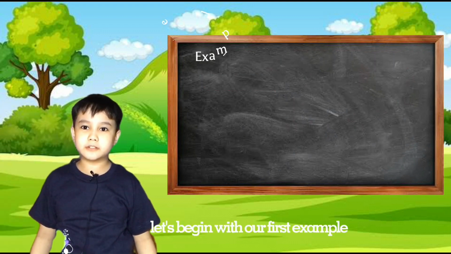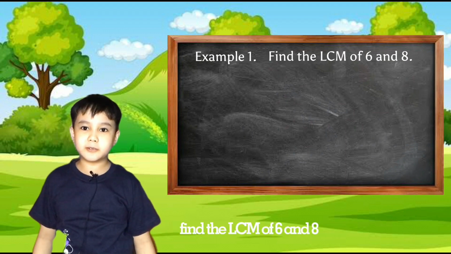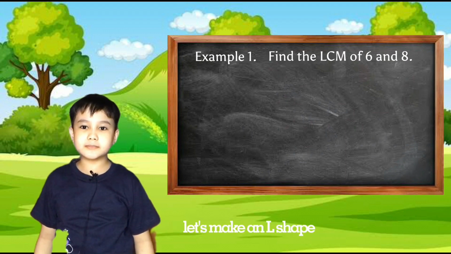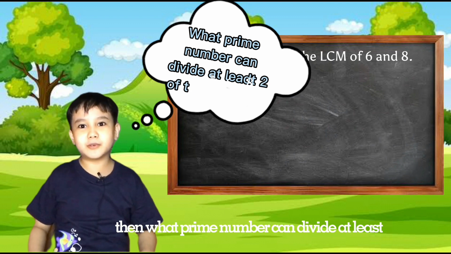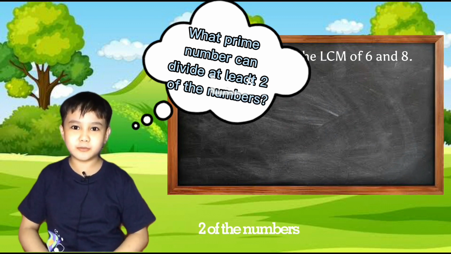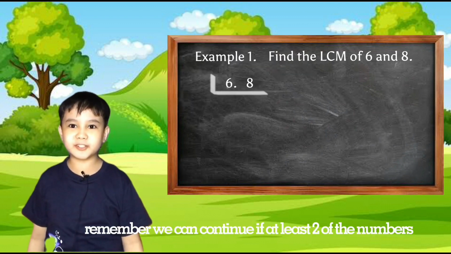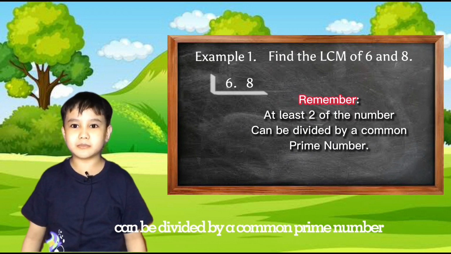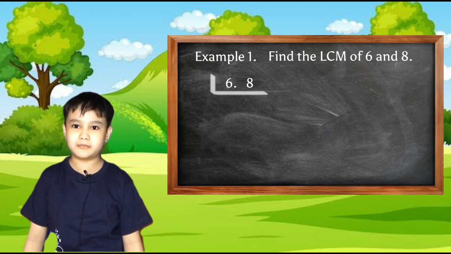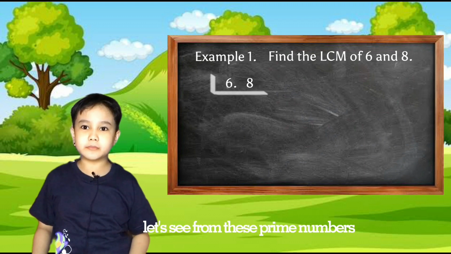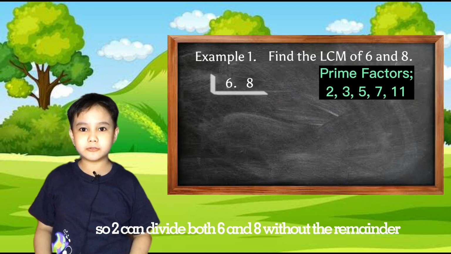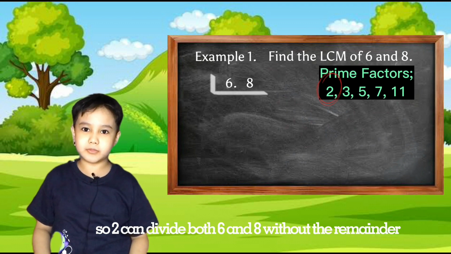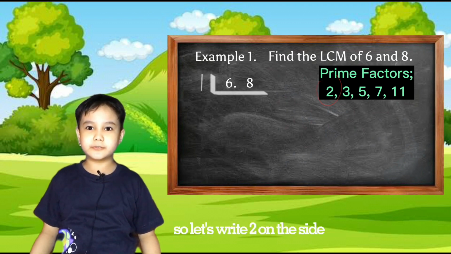Let's begin with our first example. Find the LCM of 6 and 8. First, let's make an L shape, then arrange the given numbers 6 and 8 horizontally. Then what prime number can divide at least 2 of the numbers? Remember, we can continue if at least 2 of the numbers can be divided by a common prime number. Let's see from these prime numbers if any of them can divide both 6 and 8. So 2 can divide both 6 and 8 without a remainder. So let's write 2 on the side.